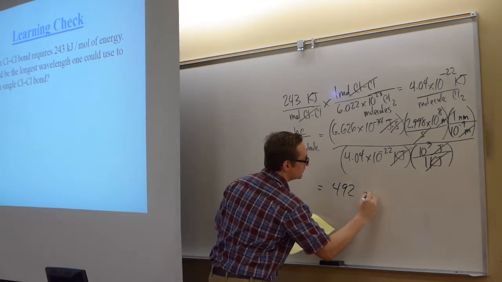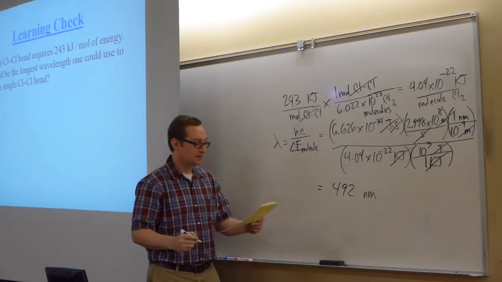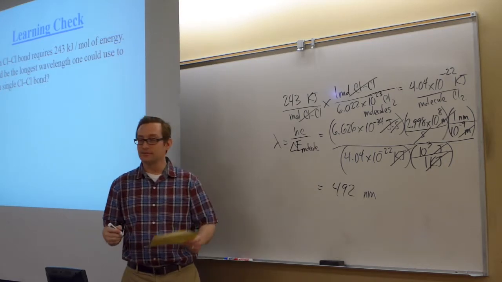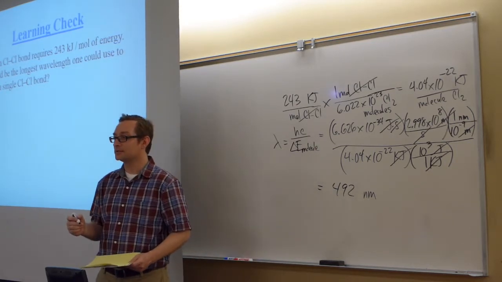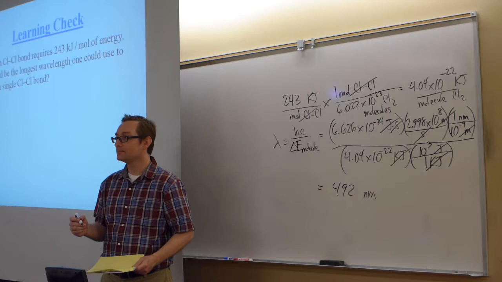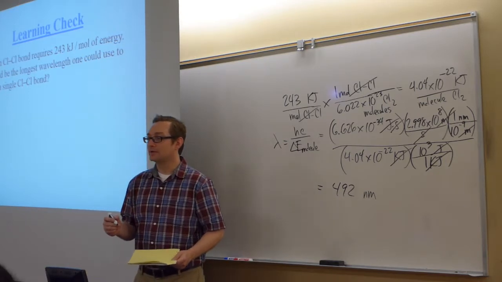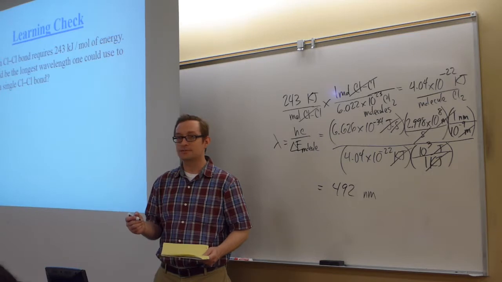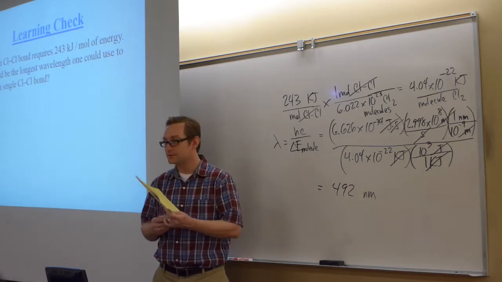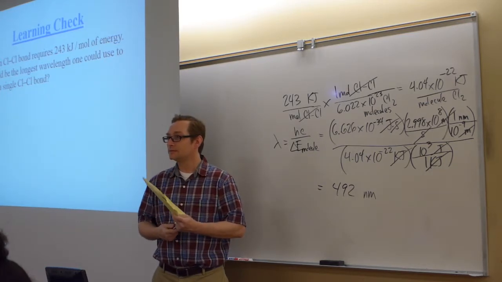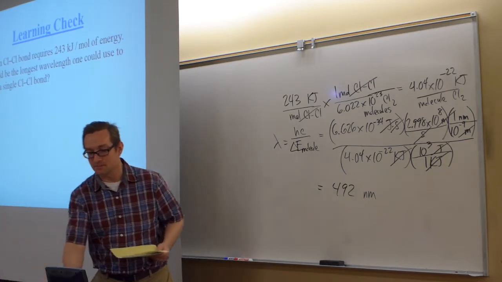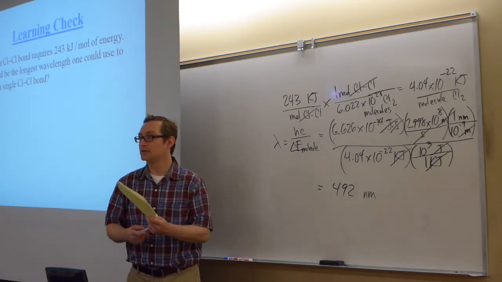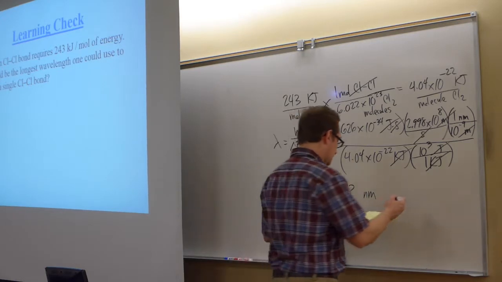So this wavelength comes out to be 492 nanometers. What color of light do you think that is? Green is over 500. You might remember your hydrogen spectrum from a week or two ago. So it might be kind of like blue.